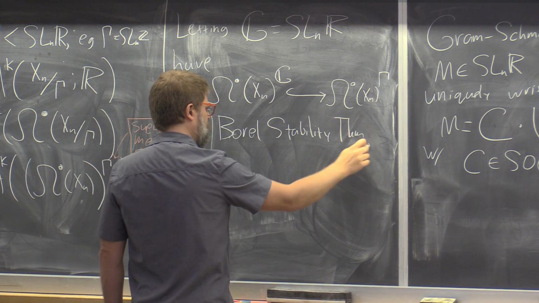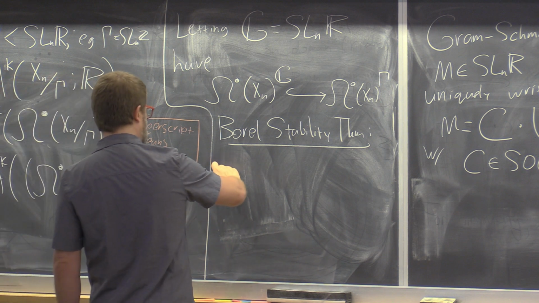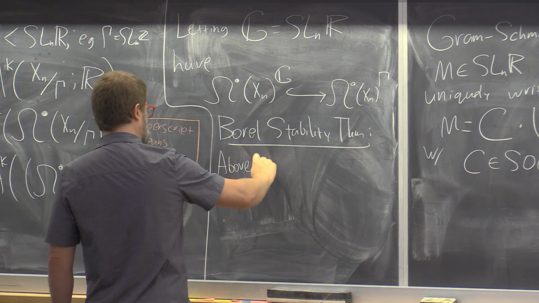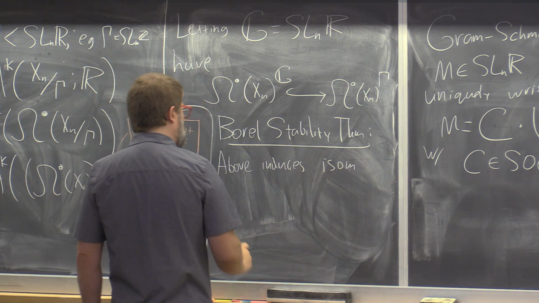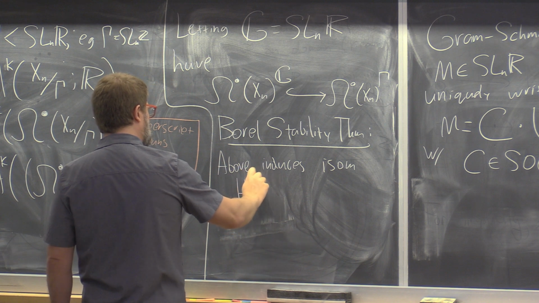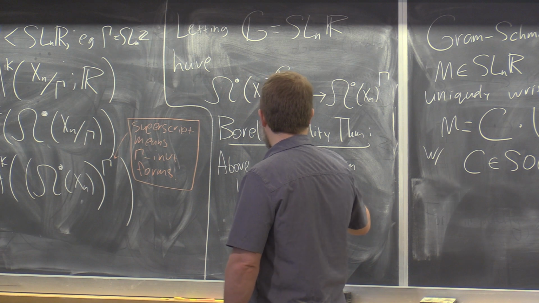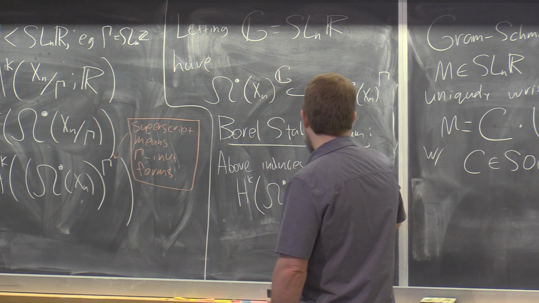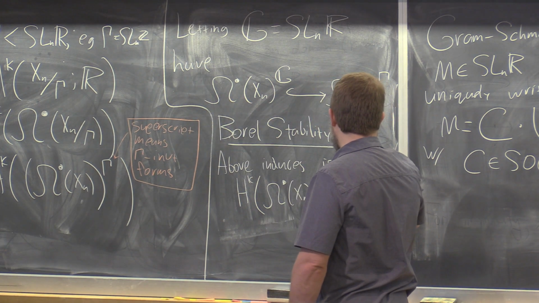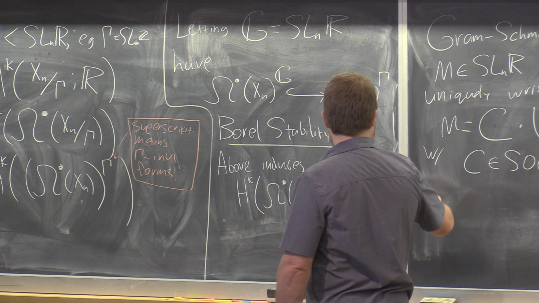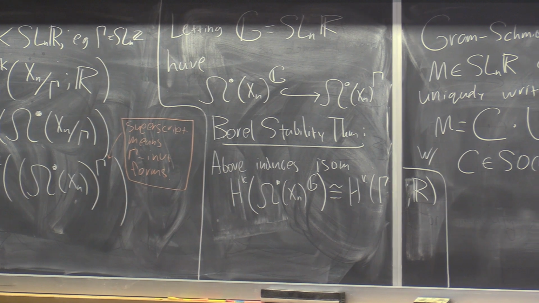That the above induces an isomorphism between the kth cohomology of the space of differential forms under G and the cohomology of this, which remember computes the cohomology of gamma. So that's H^k of gamma with real coefficients.